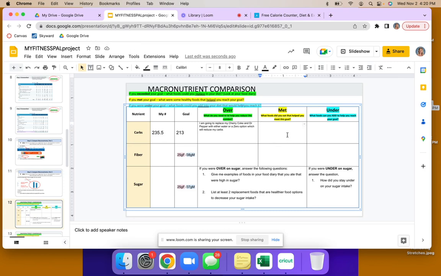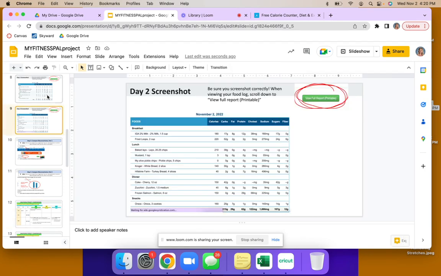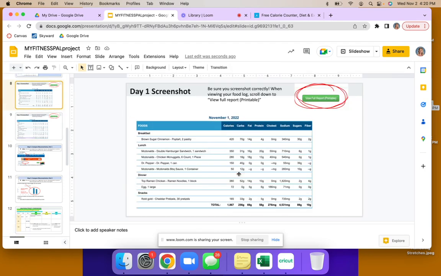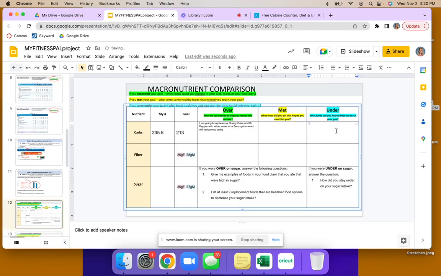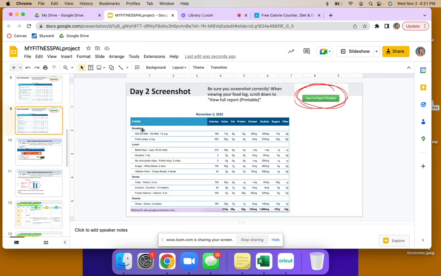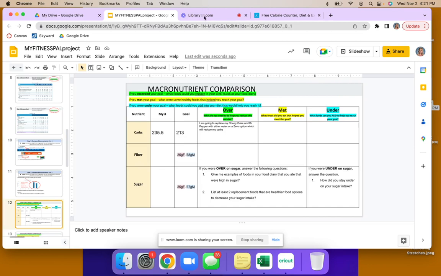If I met my goal, okay, it wants you to list specific foods. So you would just literally list foods that you ate that had carbs, okay? And then if you were under, it's going to say, what can you add to help you reach your goal? What I would consider when you're doing this is, do you have breakfast, lunch, and dinner? If you don't have breakfast, lunch, or dinner, you need to add a carb to one of those meals, because part of the project is you need to have a breakfast, a lunch, and a dinner, okay?